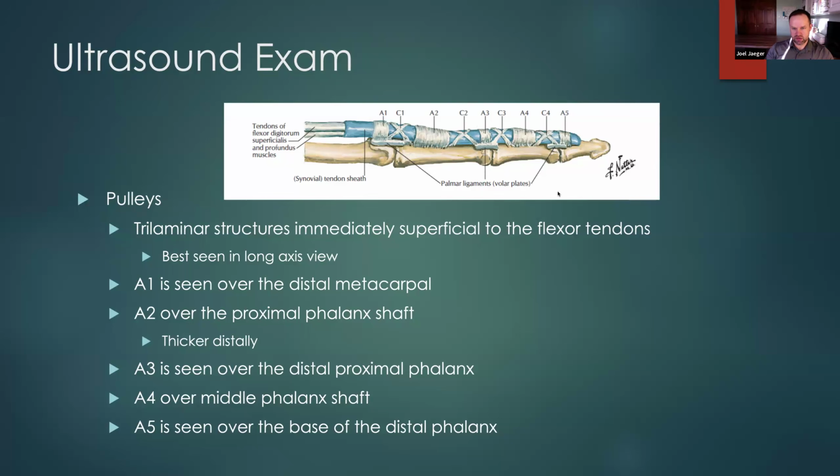And then you can also see where the A3 is. I think of this like a small version of the A1, where it's on the proximal side of the joint. Of note, the A5 is on the distal side of the joint if you're trying to look for that. And when you're going to look for the A4, as we look at a picture of it, it looks very similar to the A2, being over the middle phalanx shaft.